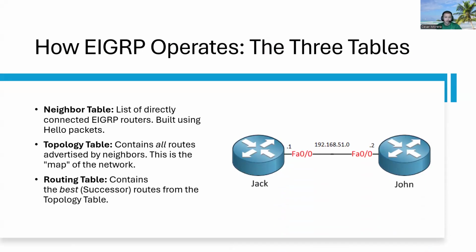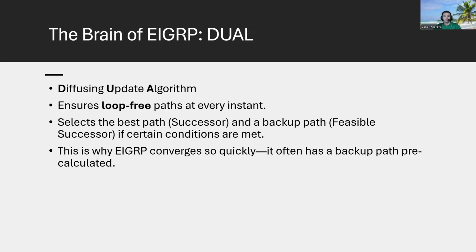We're going to learn a little bit about the brain of EIGRP, DUAL. DUAL, what does it mean? The brain of EIGRP is called DUAL, the Diffusing Update Algorithm. It ensures loop-free paths at every instance. It selects the best path, the successor, and a backup path, the feasible successor, when certain conditions are met. This is why EIGRP converges so quickly. It often has a backup path pre-calculated.